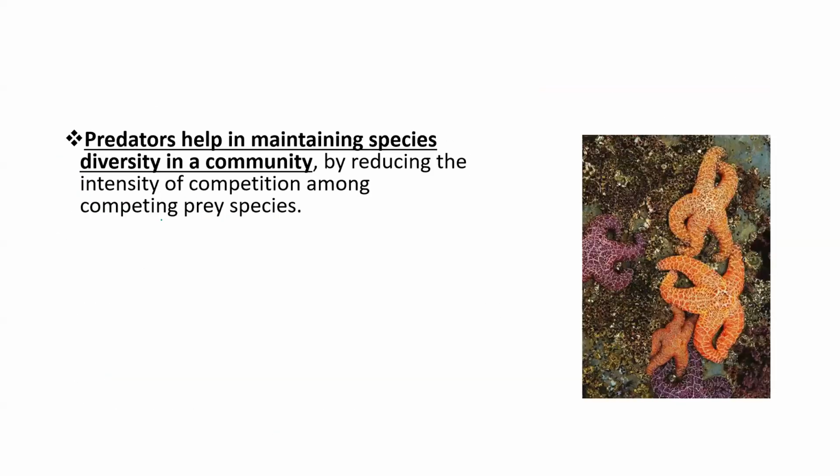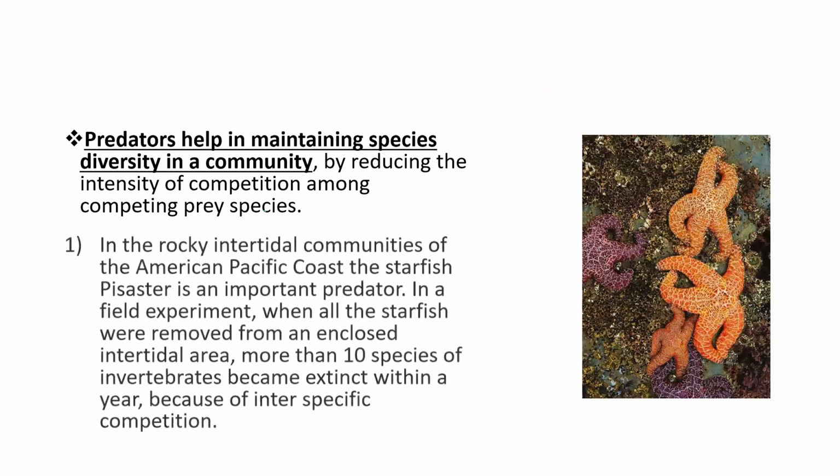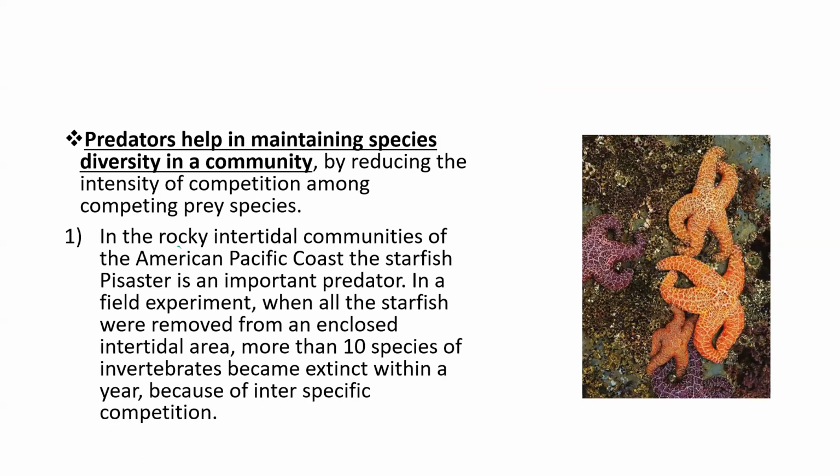Predation also helps in maintaining diversity. How? By reducing the competition between two species. For example, in an intertidal area of the American Pacific coast, it was found that one starfish, Pisaster, is a very important predator. You can see this diagram. This is a diagram of the starfish predator.